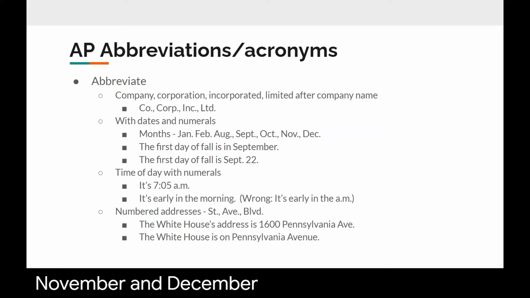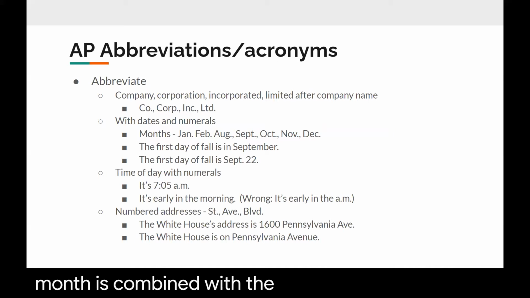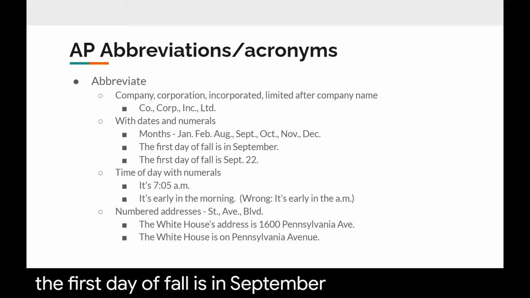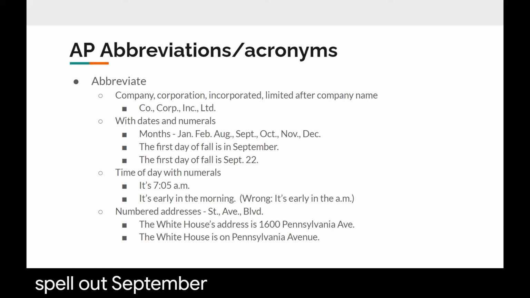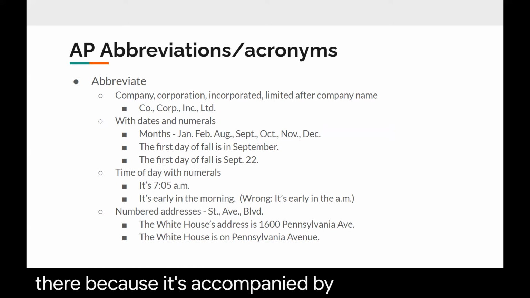Any month that is 5 letters or shorter is not going to be abbreviated, so you will always spell those out. Now, the abbreviation only happens when the month is combined with the number. So for example, the first day of fall is in September, we would want to spell out September, while the first day of fall is Sept. 22, we would abbreviate September there because it's accompanied by a numeral.